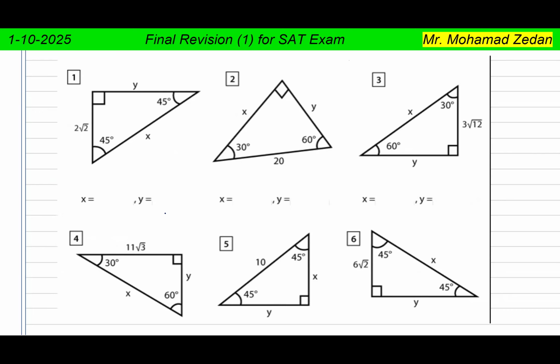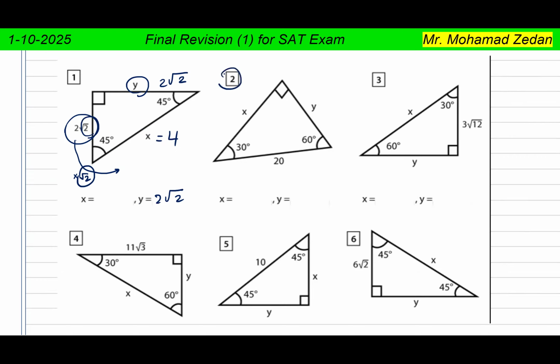In the 45 triangle, these two sides are always equal because it's an isosceles right triangle. And the hypotenuse is always the leg multiplied by radical 2 according to the Pythagorean theorem. So who can multiply 2 radical 2 by radical 2 mentally? What's your answer? It's 4, because root 2 times root 2 is 2, and 2 multiplied by 2 is 4.